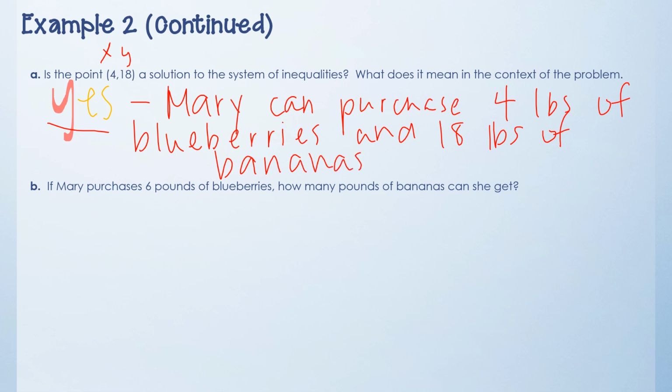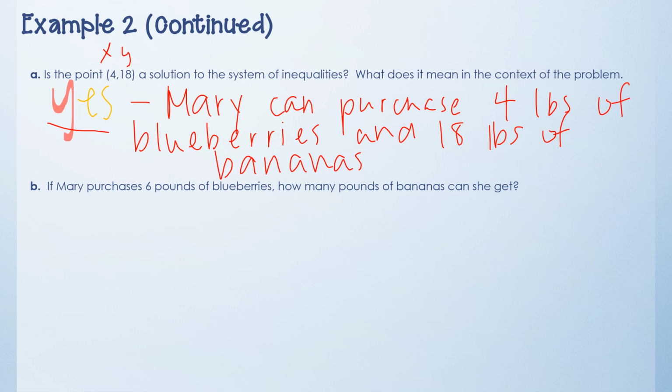And you could even go further and say she's within her budget. You could plug it into the system of inequalities to prove that it's a solution and make sure that it holds true. That would be fine too. Checking the shaded region or plugging it in, either one works. And if you plug it in, then you could say exactly how much money she would spend to make sure that she is within her budget of $72.